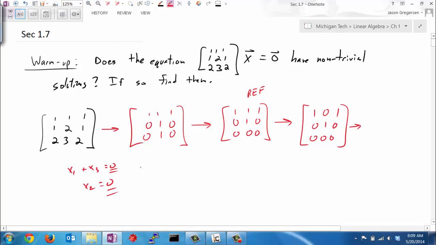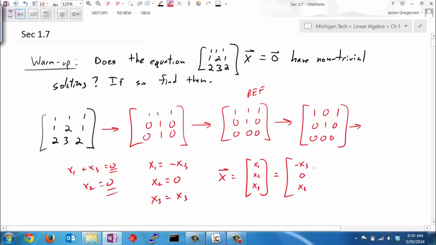I'm going to put this in parametric form just because it's easier to work with. So I'm just going to write x1 is equal to negative x3, x2 is equal to 0, x3 is equal to, well, x3 is the free variable. So my solution vector, which is just a vector of the individual solutions here, it's going to look like negative x3, 0, and x3. I'll factor out that parameter and write it like this. If you want to call it S, you're more than welcome to. That looks like a good solution.